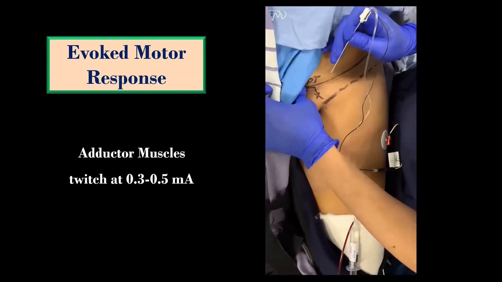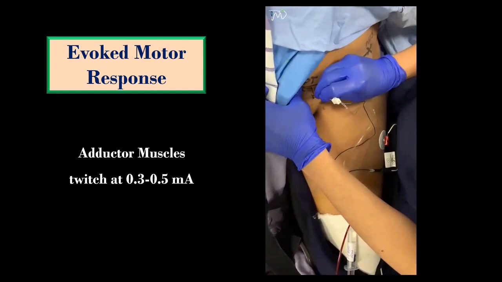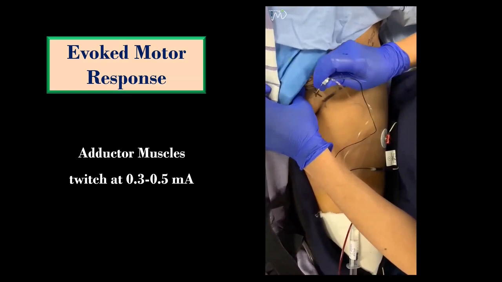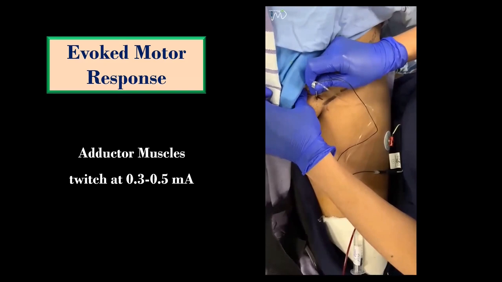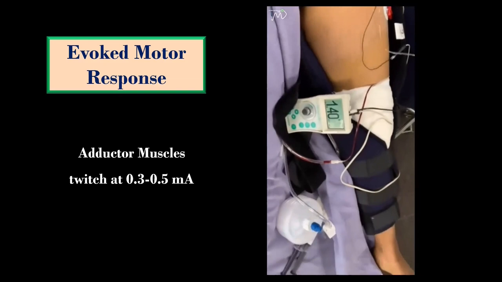The pubic tubercle is first identified by palpation and the nerve block needle is inserted perpendicular to the skin. If the needle contacts the inferior border of the superior pubic ramus, it is withdrawn slightly and redirected laterally to walk off the bone and enter the obturator foramen until an adductor evoked motor response is observed.